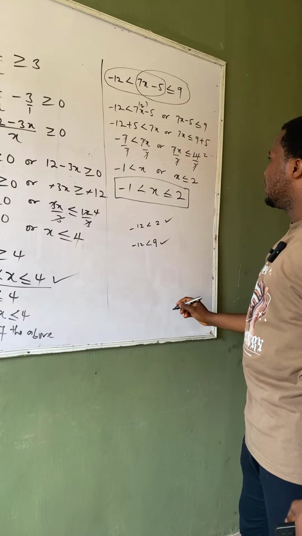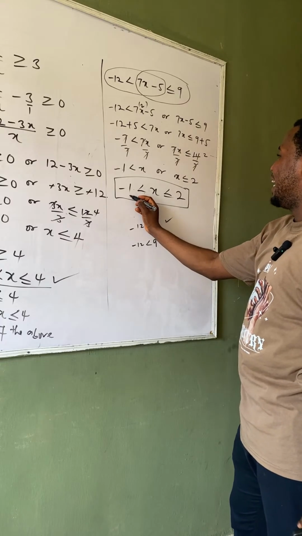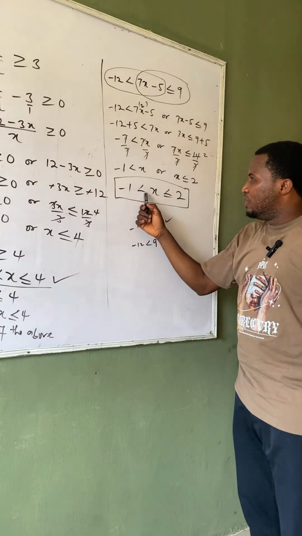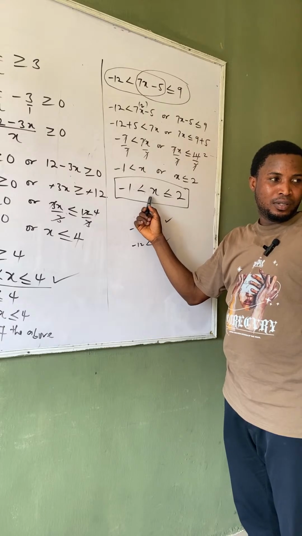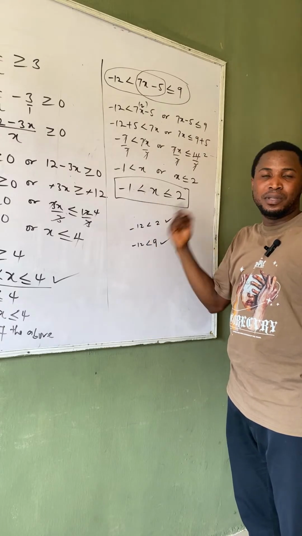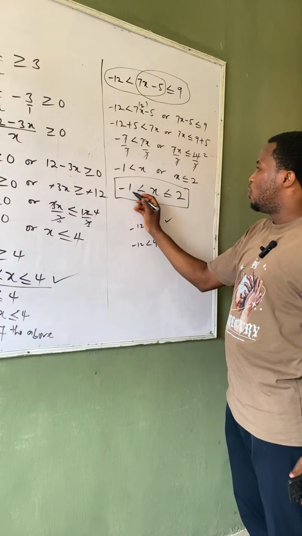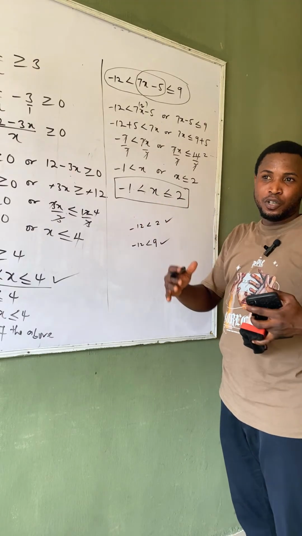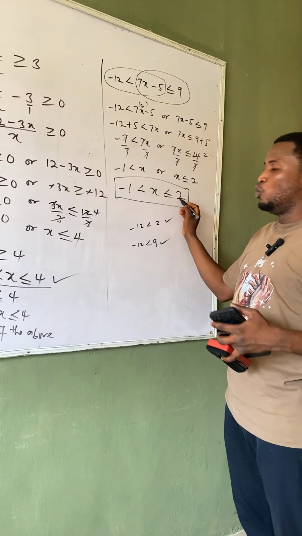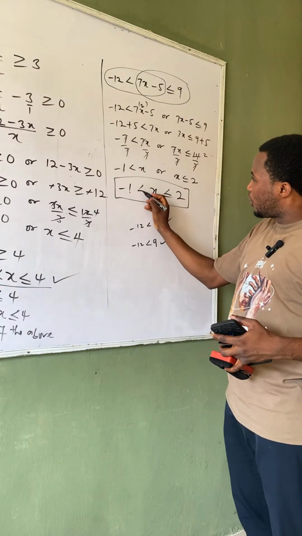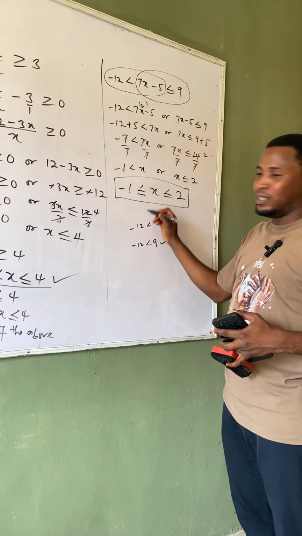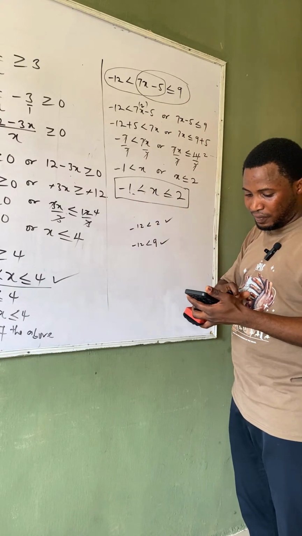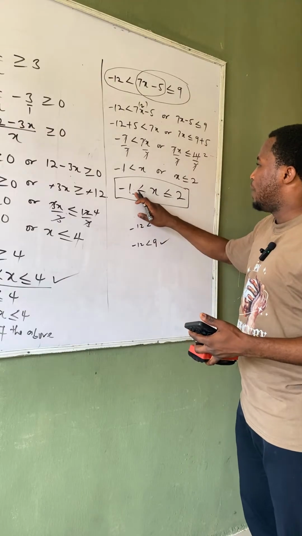Now, it's telling you that x cannot be minus 1, but x can be 0. If x cannot be minus 1, then it can be 0, because it's from minus 1 to 2. The boundary is from minus 1 up the way to 2. But because of this, it does not involve this. It does not have equal to. So minus 1 is not there. So that means x can be 0.